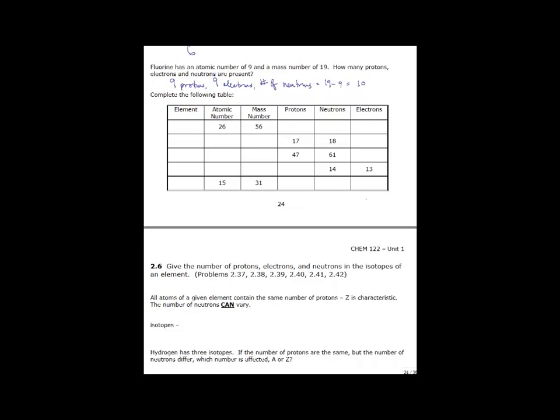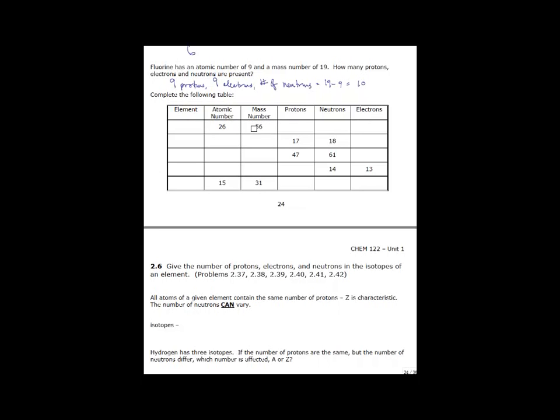Don't ever use the number listed in red on your periodic table for these tables. So don't use that number in red. That's the atomic weight, and we don't want that. That's not the mass number. So if you ever find yourself filling this column in with 36.2348, it's not right. It should be a whole number.